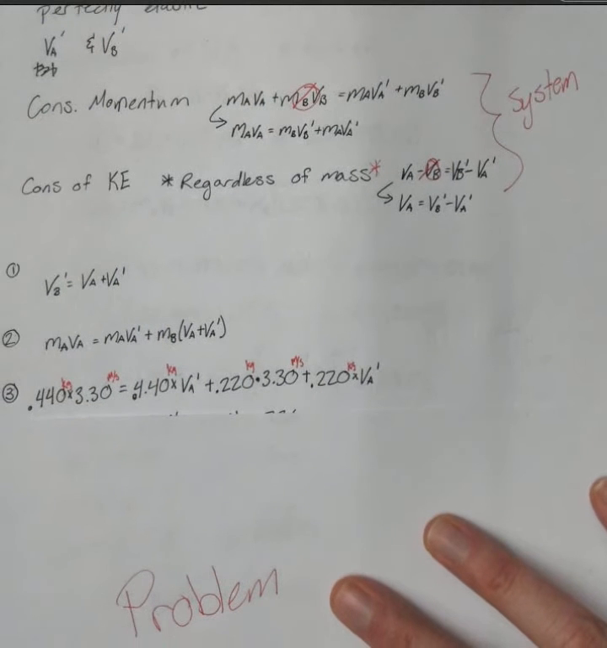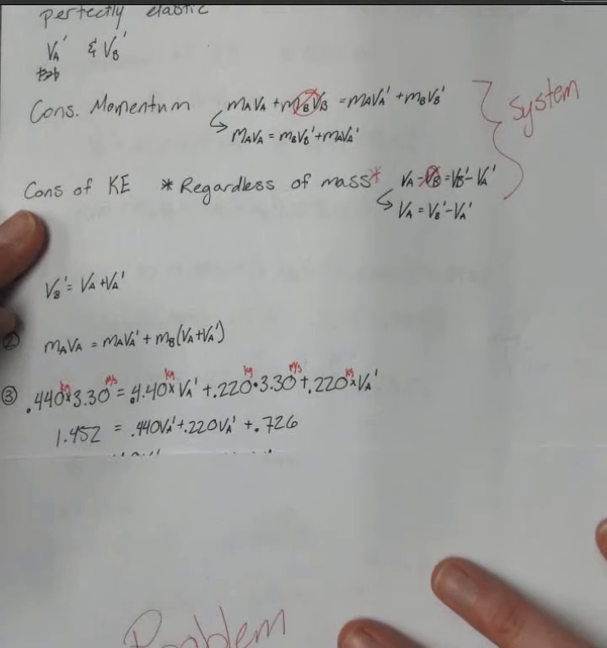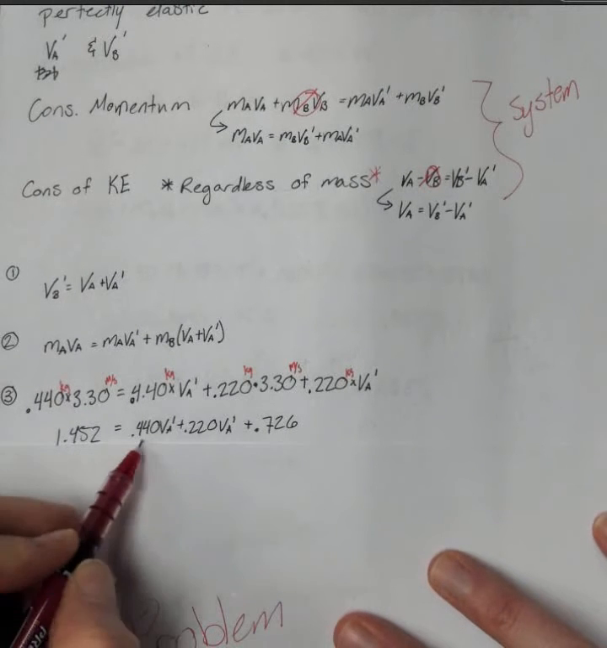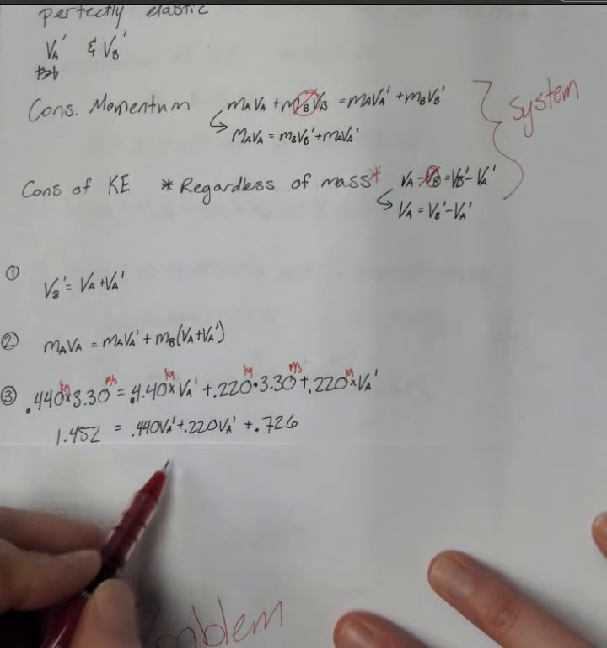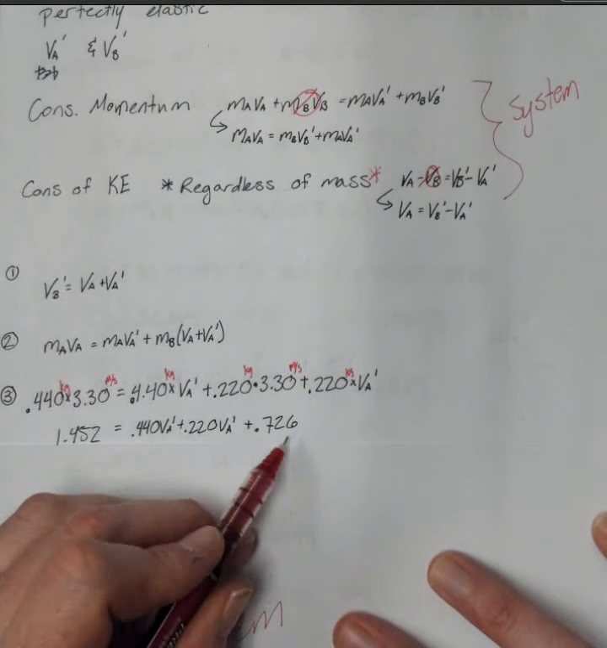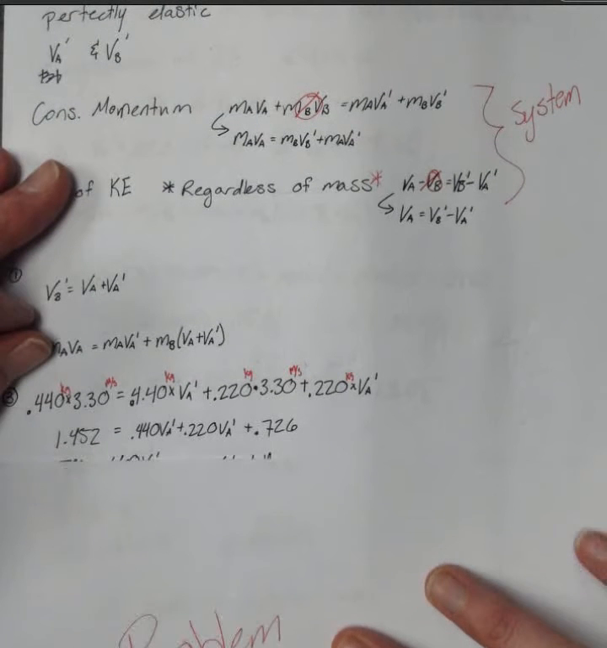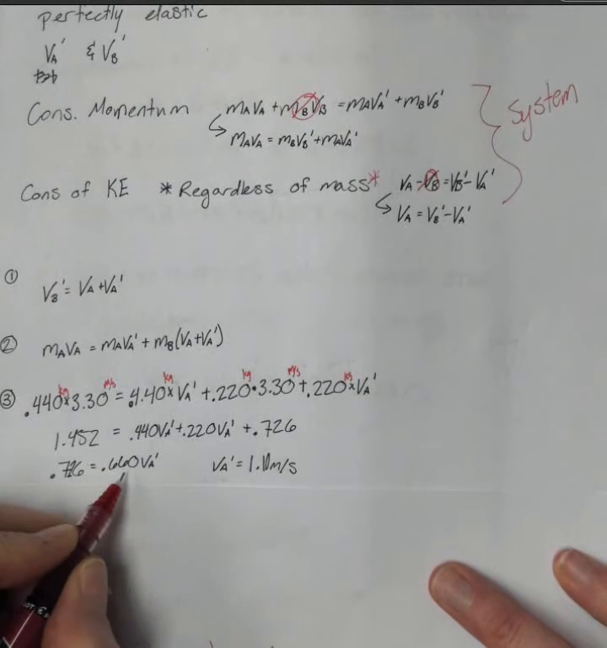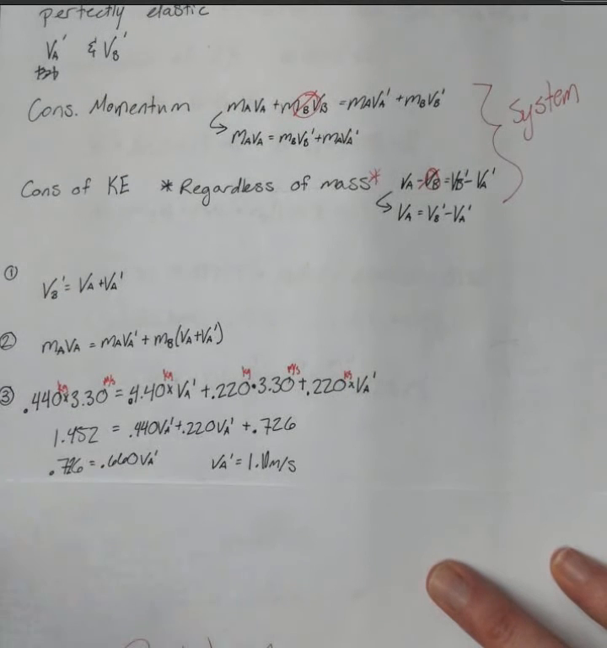When we rearrange that equation, we get that 1.452 is going to equal 0.440 VA prime plus 0.220 VA prime plus 0.726. We can rearrange that equation further, combine like variables, and we get 0.726 is equal to 0.660 VA prime. Solving for that, we get that VA prime is 1.10 meters per second.